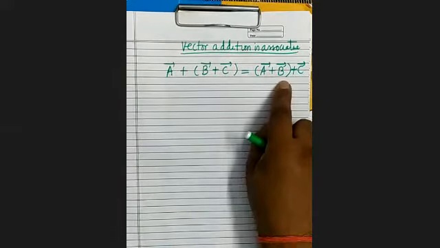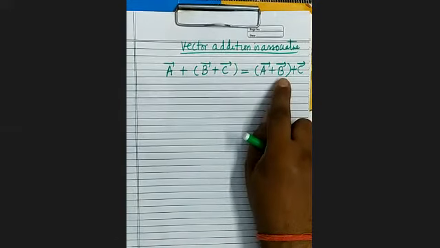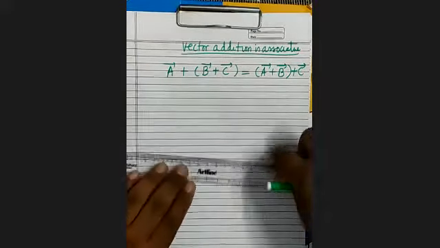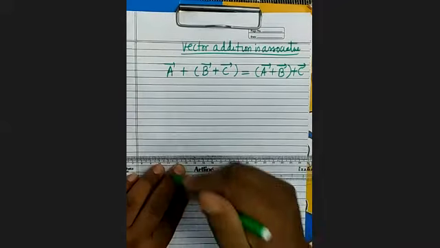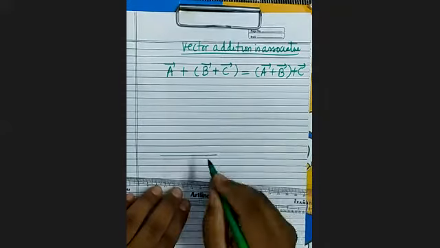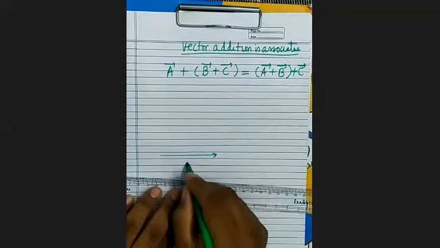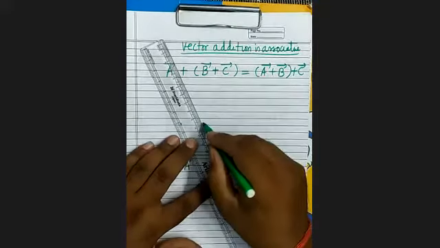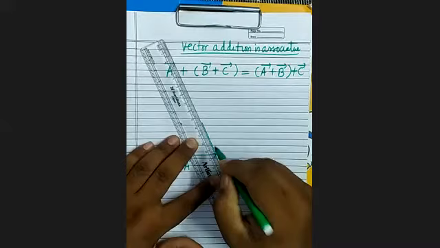After that you add these two vectors, A and B, and to their resultant you add vector C. So see here, you will find that both will be equal. Now I am going to show you that. See here, this is representing vector A, and this is representing vector B.